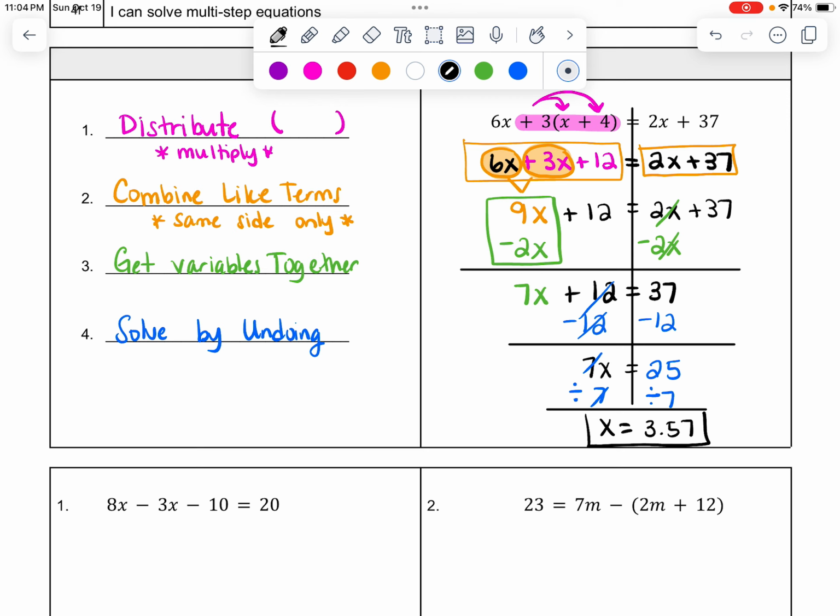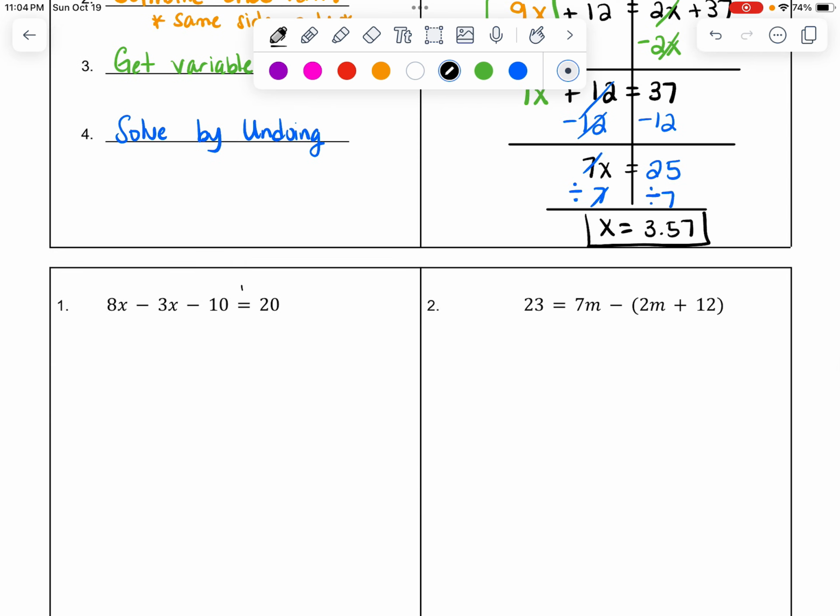So that's it. Every single problem you will ever do can be solved in 4 steps. Let's try it again. For problem number 1, I'm going to draw a line through my equal sign. And I'm going to ask myself, do I need to distribute? There are no parentheses here, so I don't need to distribute. Instead, I'm going to skip to the combining like terms part.